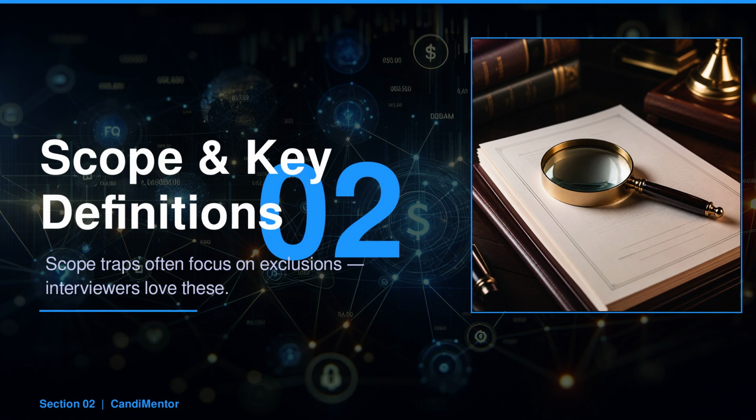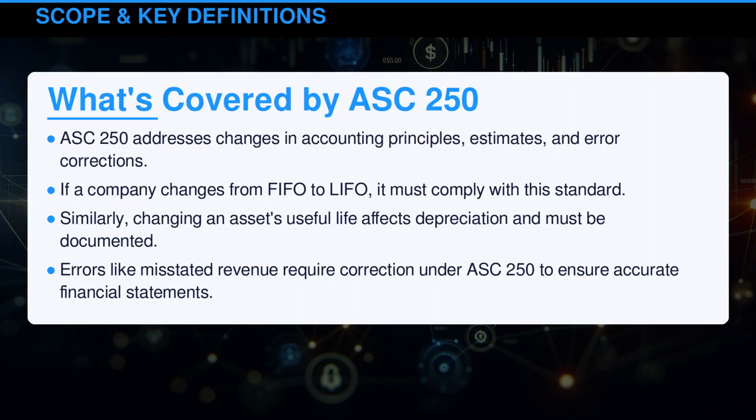Scope is crucial, as it defines the boundaries of ASC 250. Many overlook that changes not affecting financial statements are excluded, a classic interview trap. Understanding what's included and excluded can dramatically impact how one reports financial results, especially when making accounting changes or correcting errors. ASC 250 addresses changes in accounting principles, estimates, and error corrections.